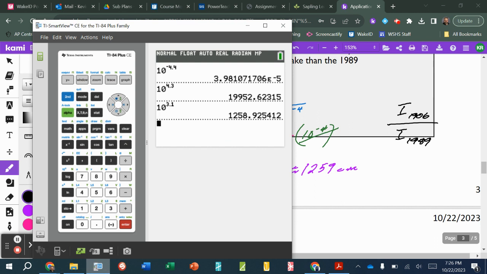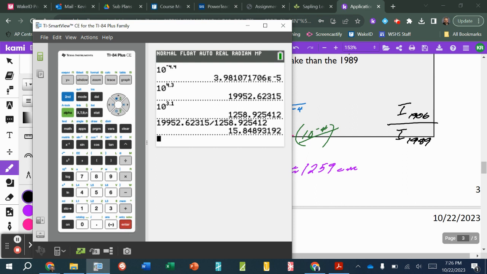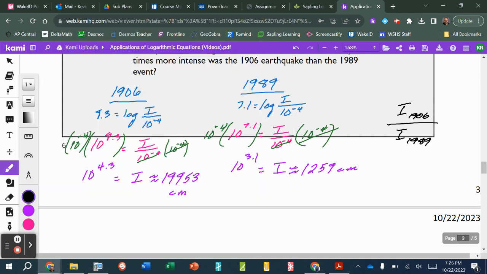So let's go ahead and take those values. On my calculator, I'm just going to use the numbers in the calculator. I know I rounded when I wrote them on the page, but it's not going to be far enough off to make that much of a difference. So I'm going to go ahead and divide these two, and we can see that the 1906 earthquake, I should say, was about 15.8 times greater. So we're going to record that as our answer. So it's about 15.8 times as intense. Okay.